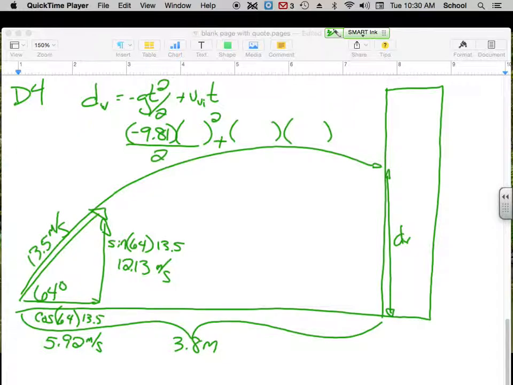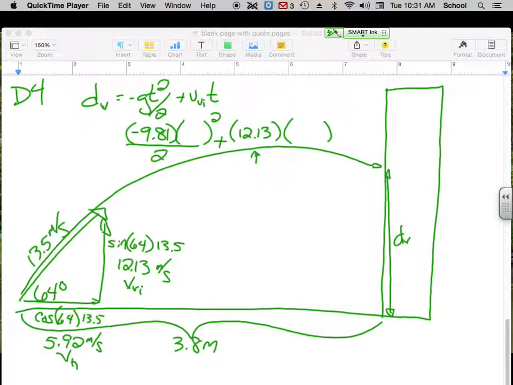Okay, so we have broken these up, and of course this one is going to be my VH, and this one is going to be my VVI. So I'm saying, hey, I was missing a VVI right here, so now I can stick in the 12.13. So I got that going for me. But now I'm missing a time. How do I find the time? DH is equal to VH times T.